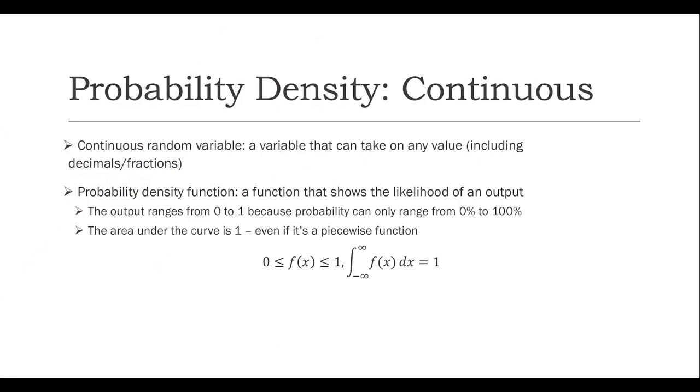The output will range from 0 to 1, because the probability can only range from 0 to 100%, and the area under the curve is 1, even if it's a piecewise function. So from 0 to 1 would be your outputs, and then your area is the integral from negative infinity to infinity of the function, and that has to equal 1. We'll learn more about integrals in later videos, but basically what you need to know is that it's the area under the curve.